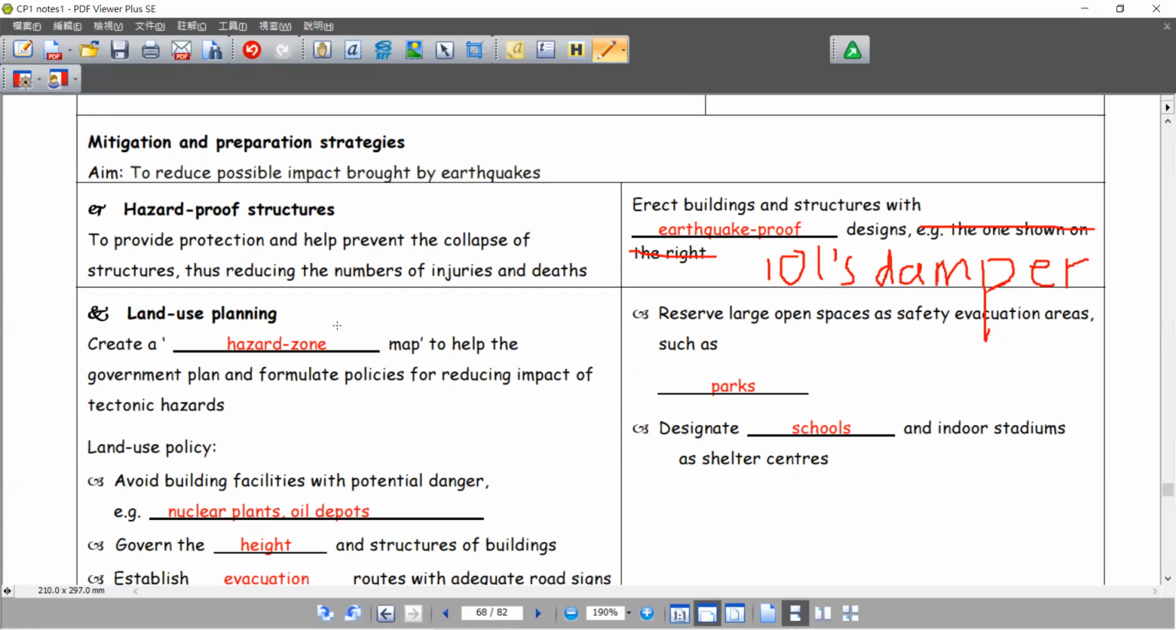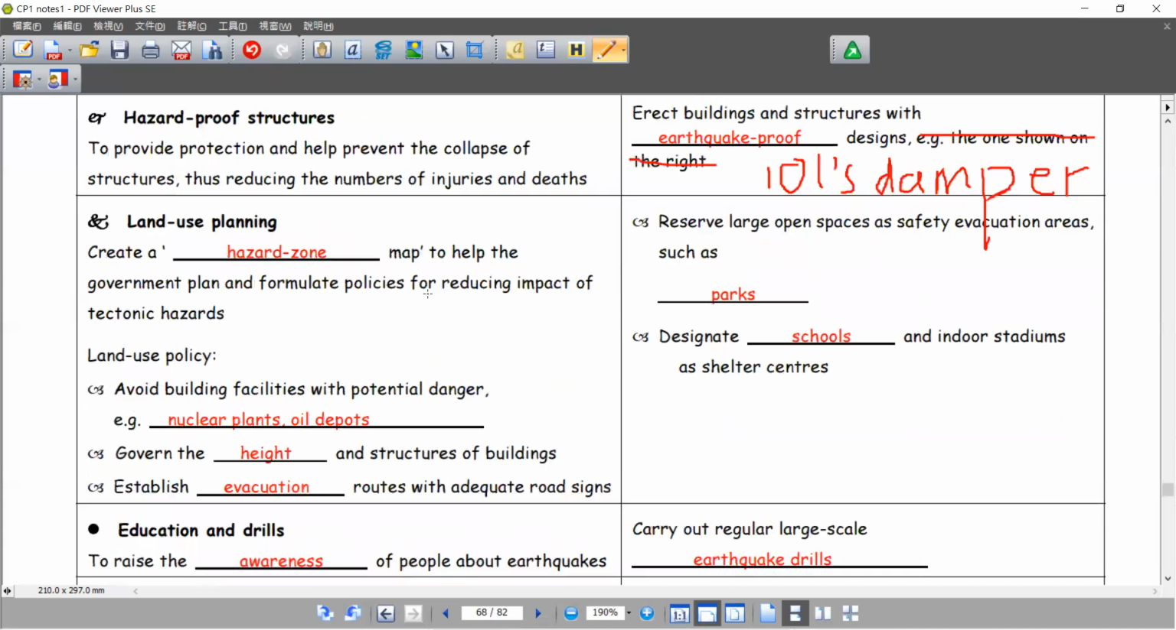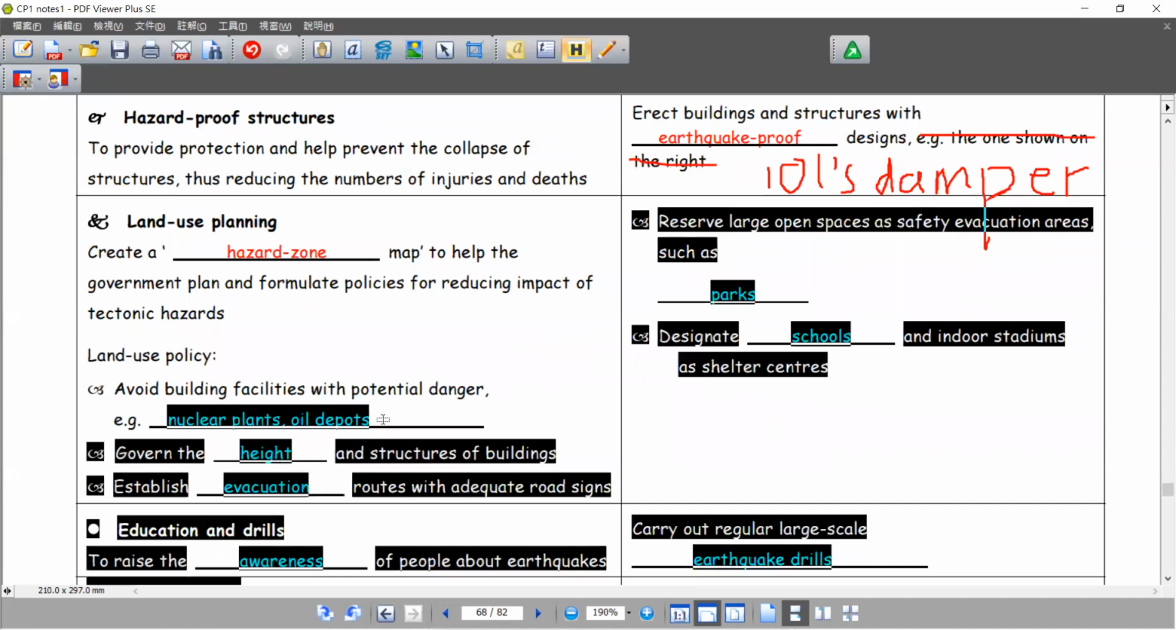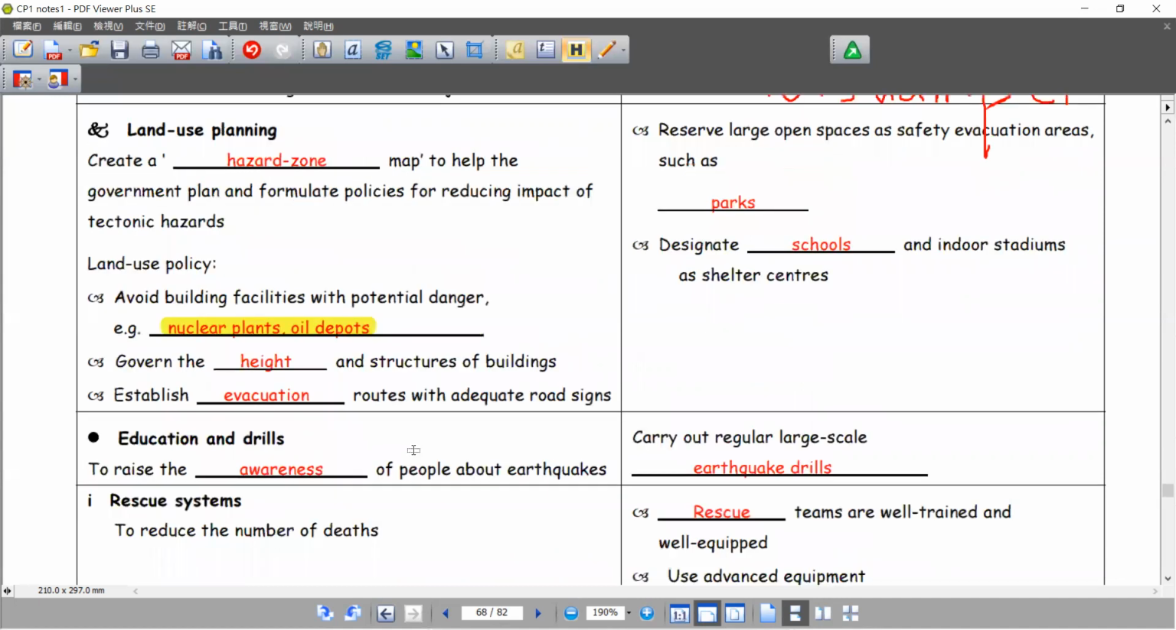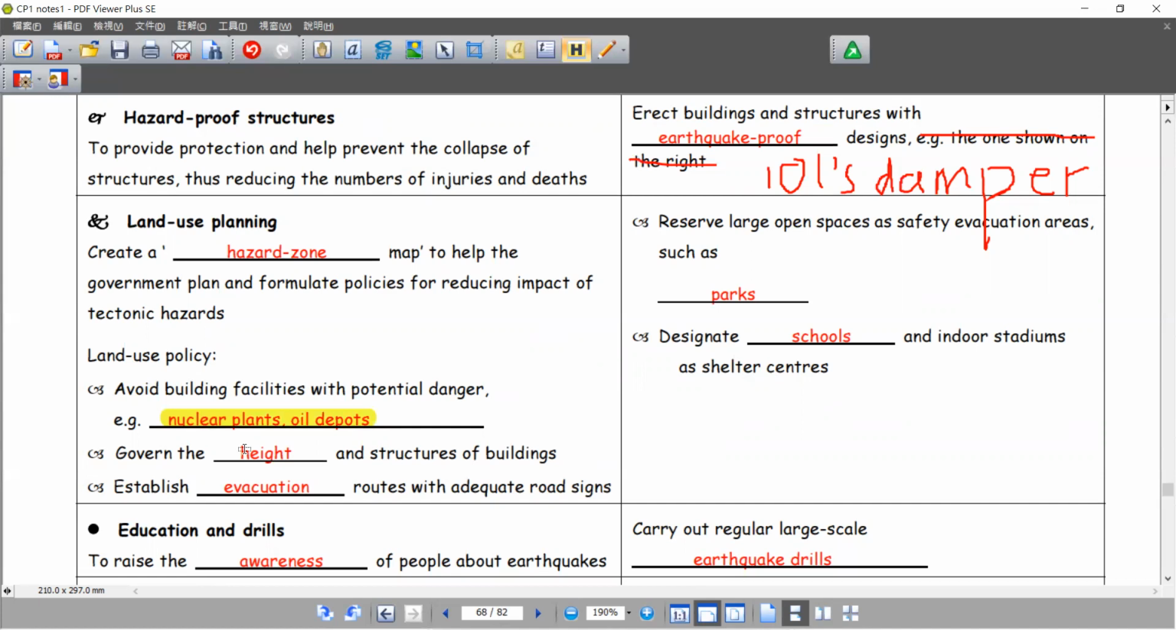Okay, then hazard land use planning. It may include a hazard zone map to help the government plan and formulate policies for reducing the impact of tectonic hazards. For example, those dangerous facilities like the nuclear plant and the oil depot, please don't put them in the coastal area. Just like the Fukushima nuclear power plant. Originally, it had a planned seawall of 4 meters, but it's not tall enough to withstand the 40 meter 311 tsunami, so it was broken. Land use planning had been implemented already, but it's not enough on its own.